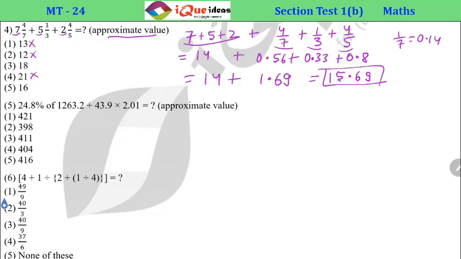Look at the options. Out of 18 and 16, obviously you will have to mark 16 because that is the closest, if the question is asking for an approximate value. Alright, now let's take up the next question.